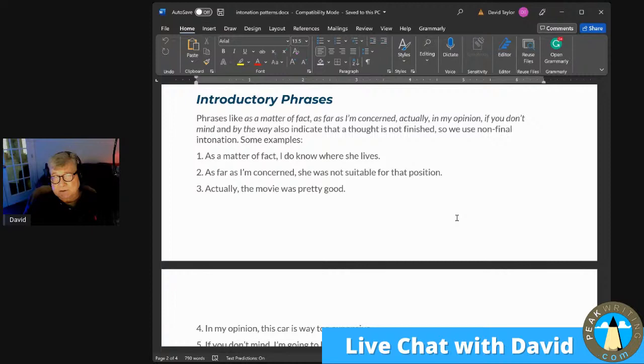Here's the single word transition. Actually, the movie was pretty good. Therefore, I will not grant an exception. However, the days become shorter as the night goes on. I don't think that last sentence made any sense.